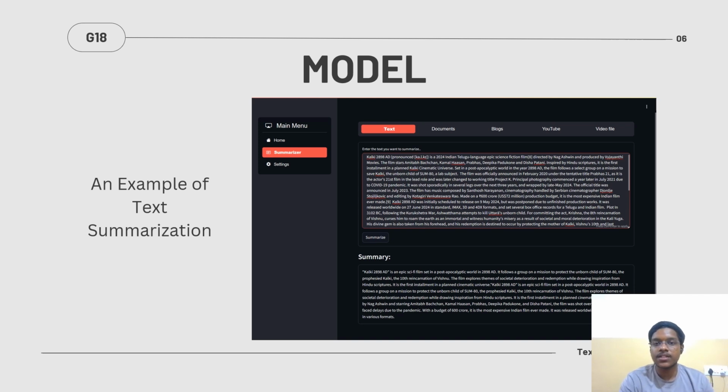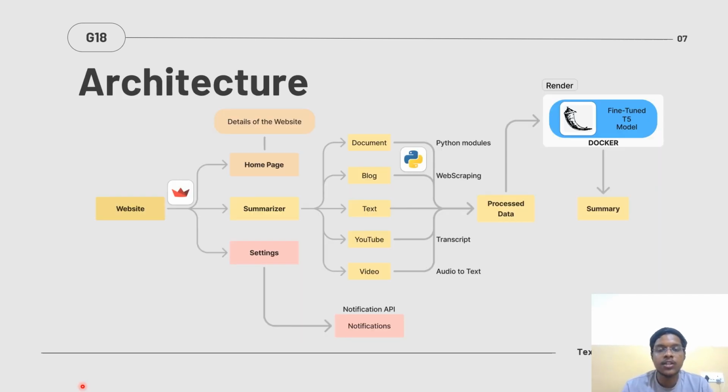So this is our application and we will get into the details of the architecture diagram. So this is the overview of the project, the architecture diagram. When it comes to the website, it is built on the Streamlit framework. So it will be deployed on the Streamlit platform. The website will contain the home page, the summarizer page and the settings page. The home page will contain the details of the website, how to use it and what it can do.